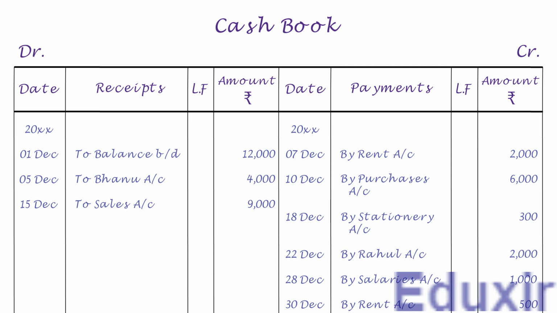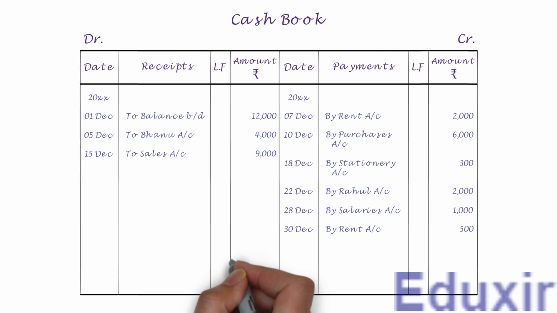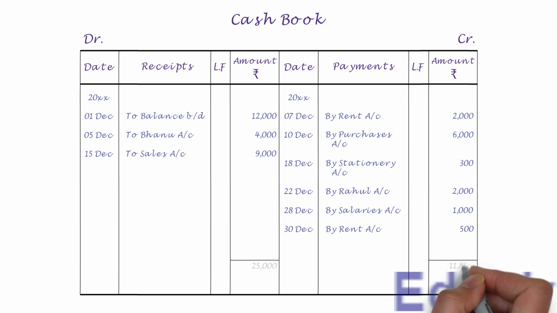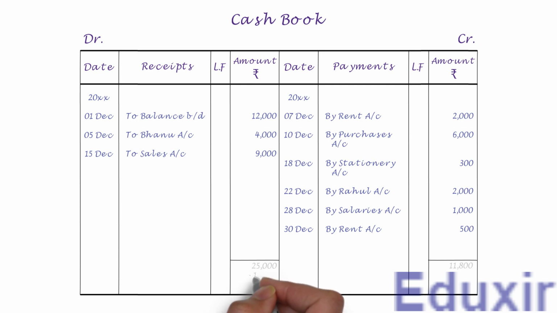Let us first total the receipts and payments to find the balance. The total of all the receipts on the debit side is 25,000. Similarly, the total of all the payments on the credit side is 11,800 rupees. From 25,000, if we subtract 11,800 rupees, we get 13,200 rupees. This is the balance carried down.